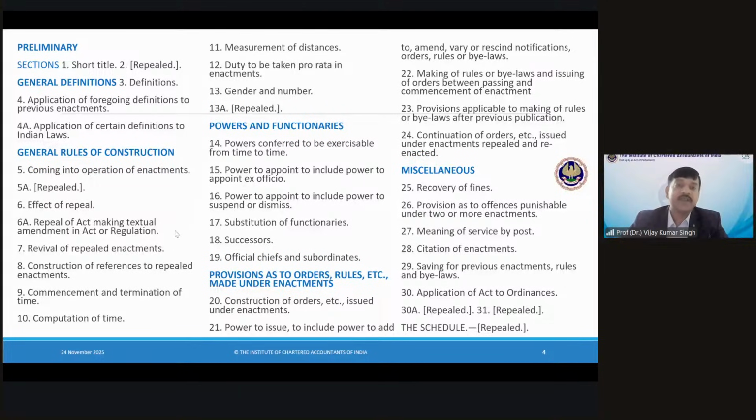Till this particular point on the background, if anybody has any questions, I will be happy to take that. Let me see your chat box. What do you say? Okay, that's good. Let us now move ahead.